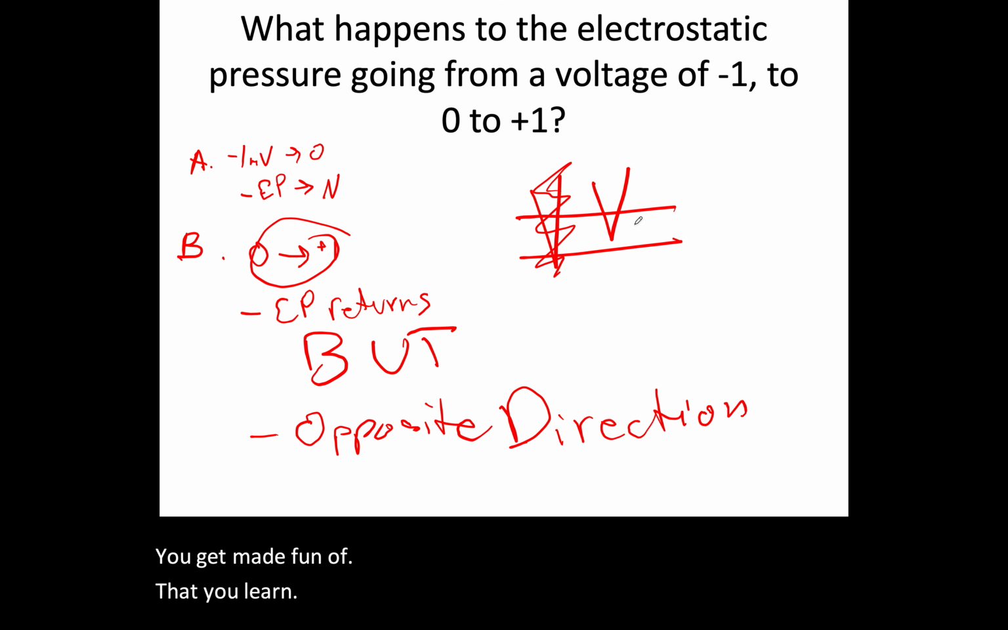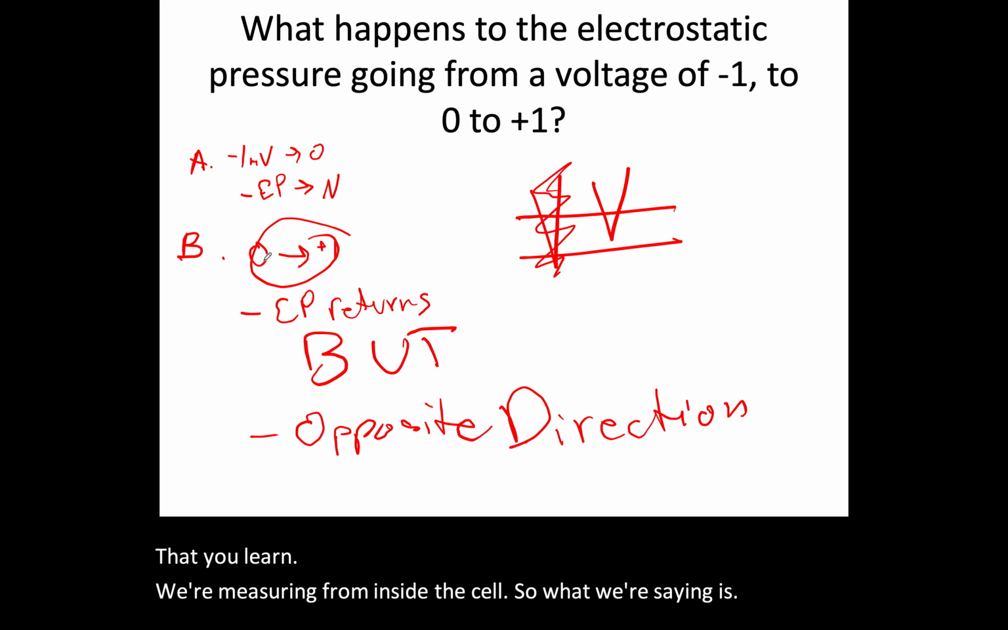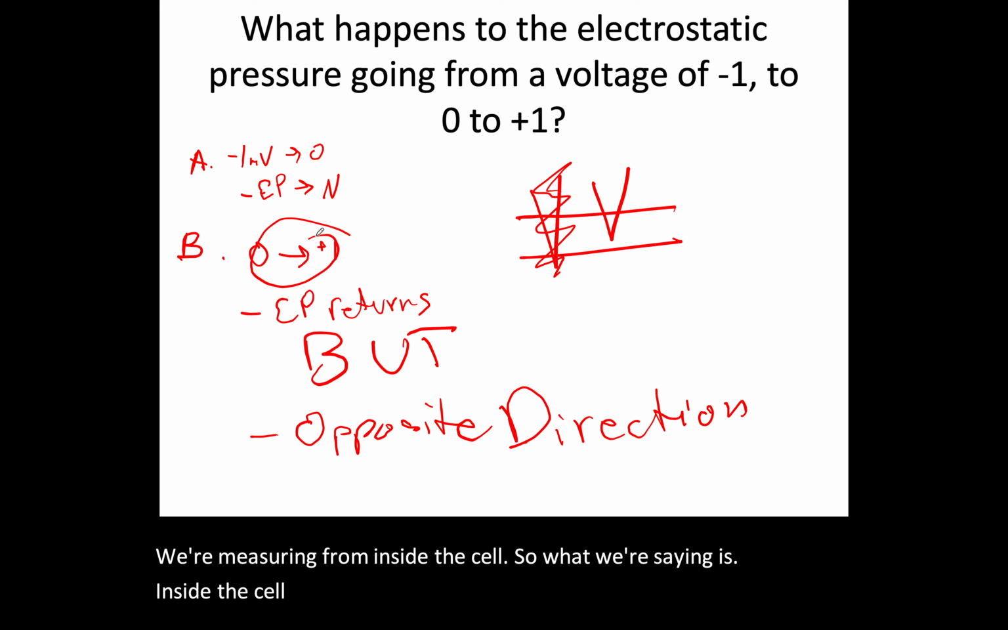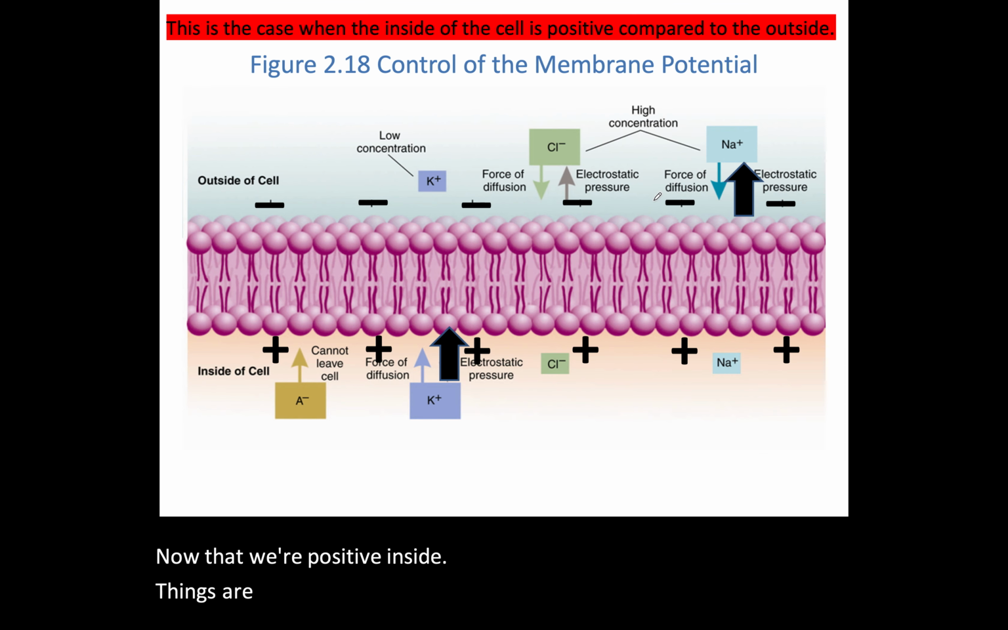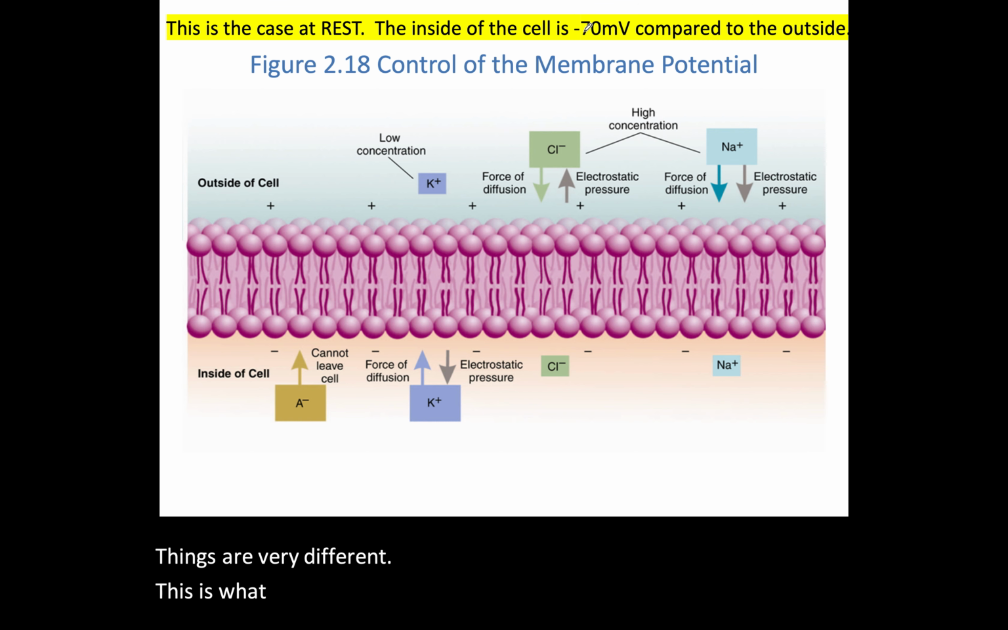We're measuring from inside the cell. So what we're saying is inside the cell is now positive. Inside the cell has become positive. So now that we're positive inside, things are very different. This is what the situation was when we were negative inside the cell. Right? Negative inside the cell.